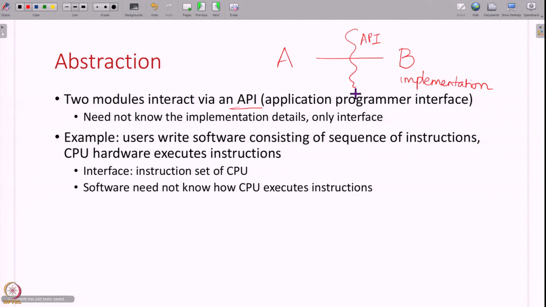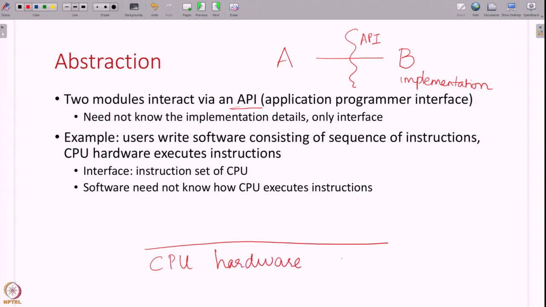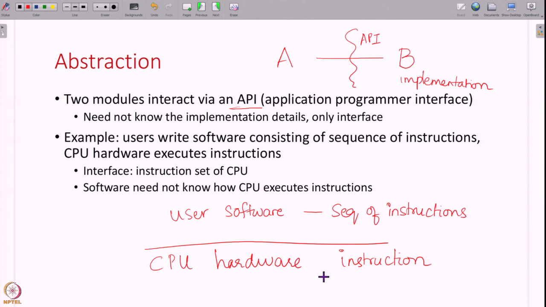on the CPU, right. So, you have computer hardware, you have your CPU hardware, and this CPU hardware executes certain instructions. These instructions could be get this piece of data, add these two numbers, subtract these two numbers, whatever. There are many different instructions that each CPU executes. And you as a user, when you write your software, you write your software as a sequence of instructions. And then the CPU will execute these instructions.